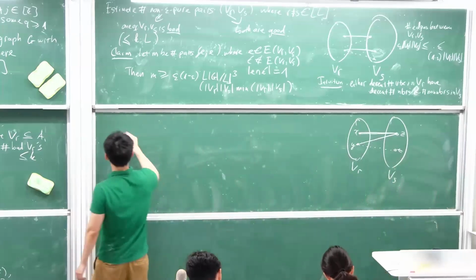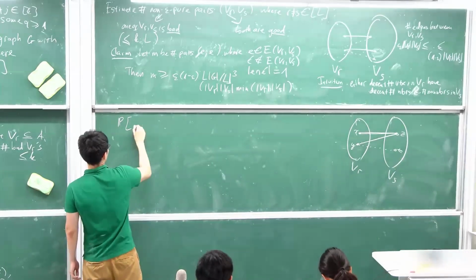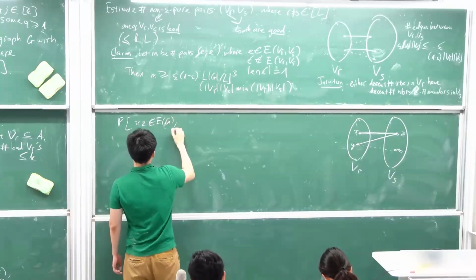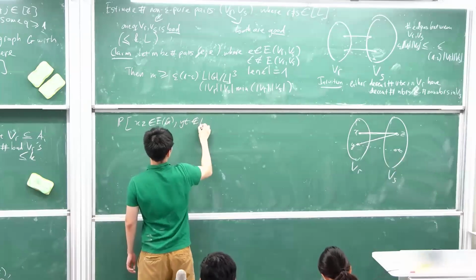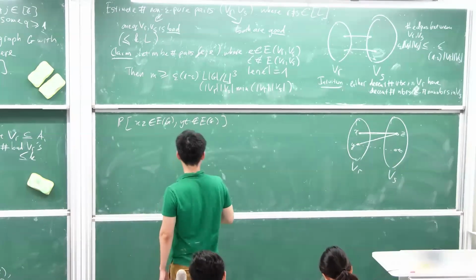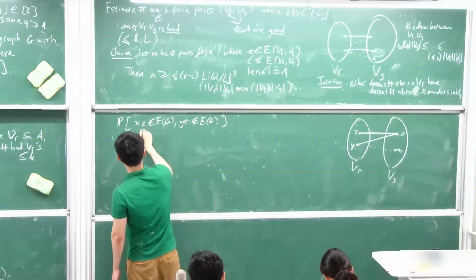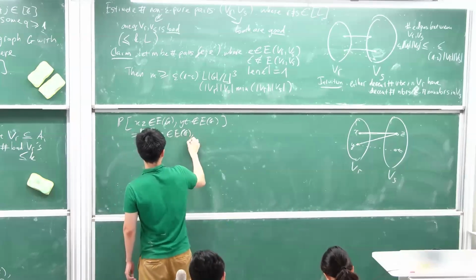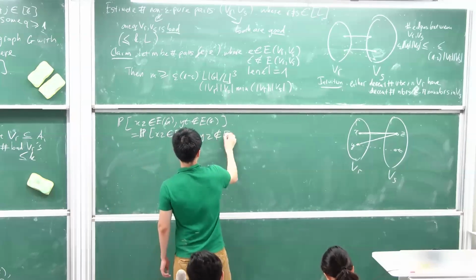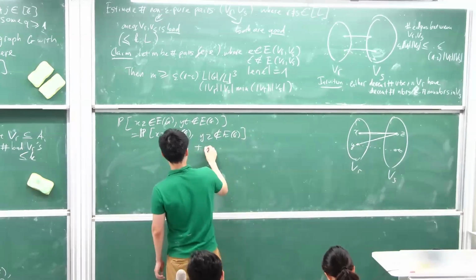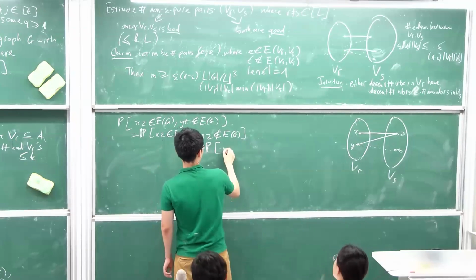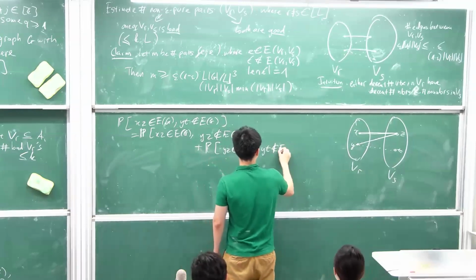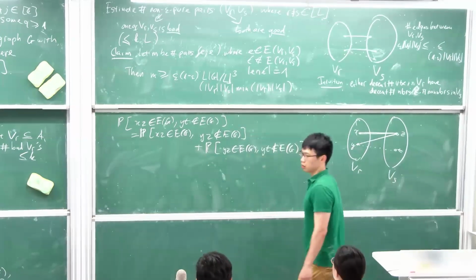So what's left is to estimate the probability that XZ is in G and YZ is not in G, plus the probability that YZ is in G and YT is not in G. Right?